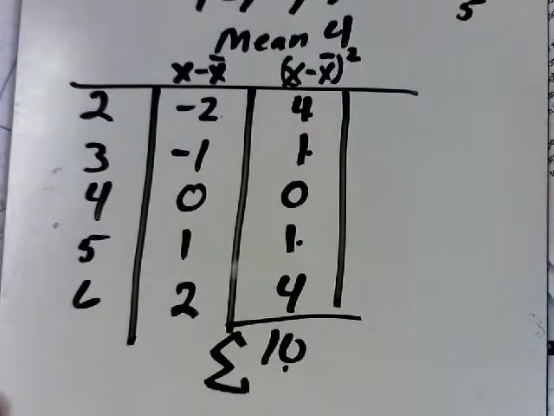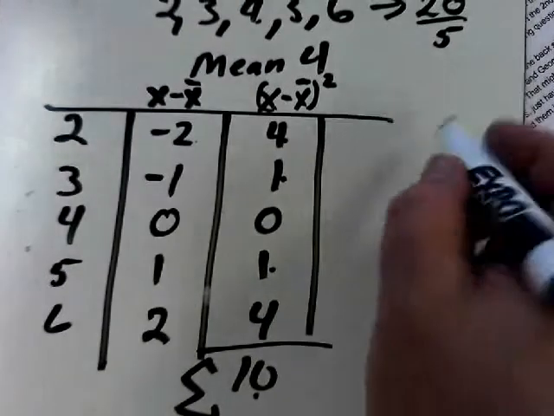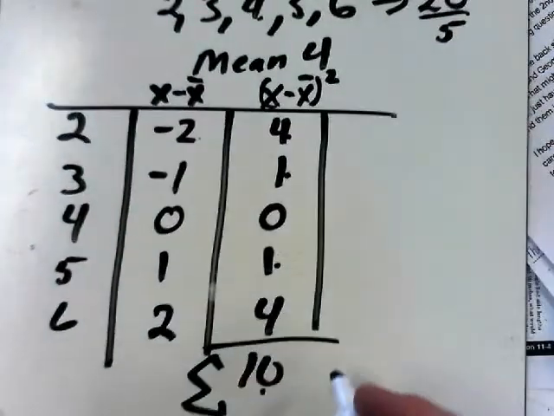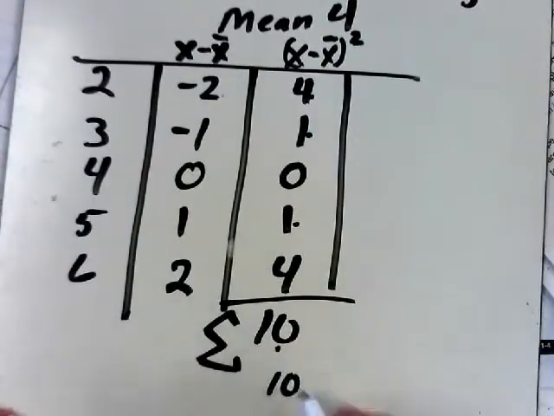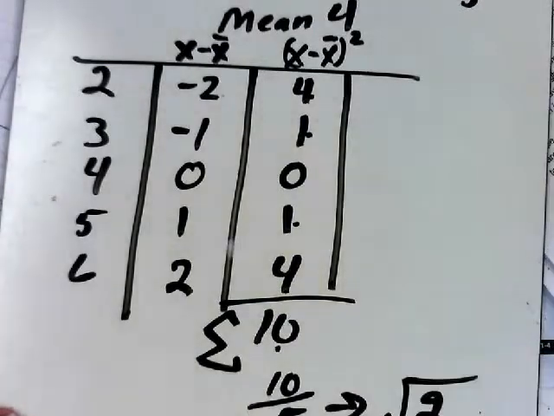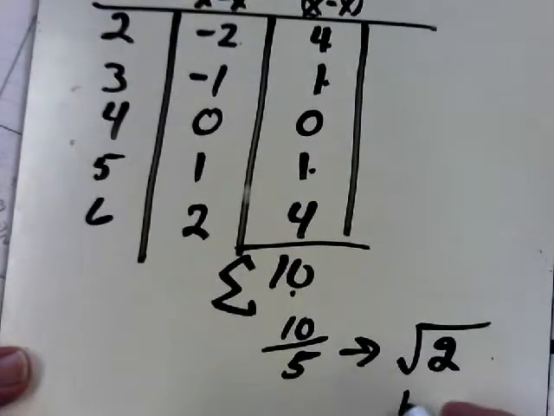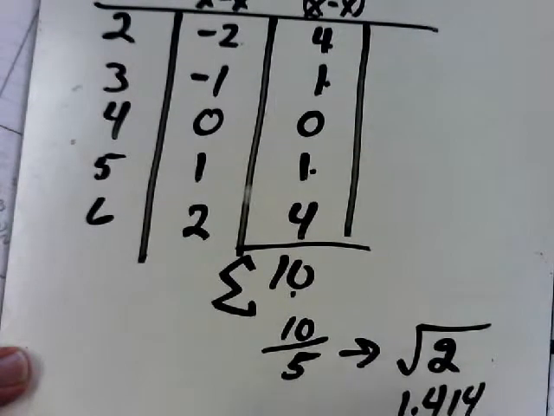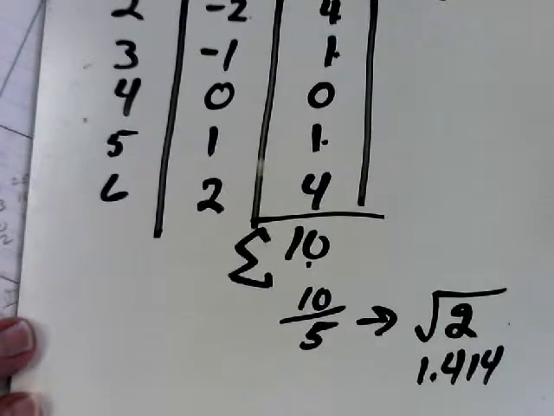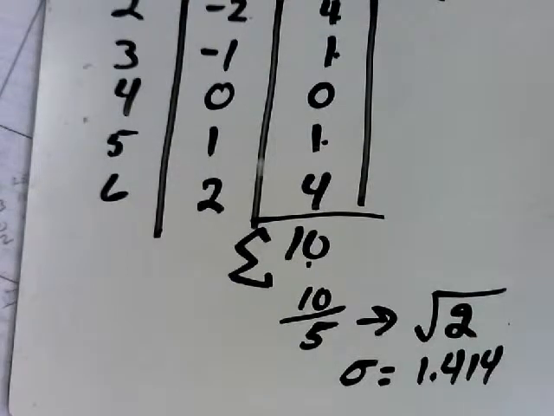Divide by 5. Okay? How many numbers you have? 5. So I take the sum, divide it by 5, which is 2, square root of 2, and find the square root of 2, which means I would have a standard deviation of 1.414. Okay? That's how I find standard deviations.